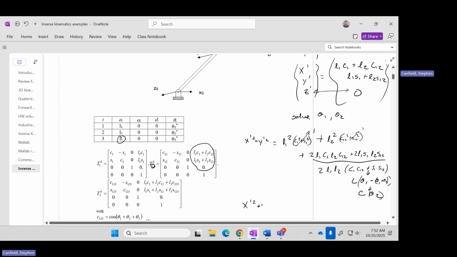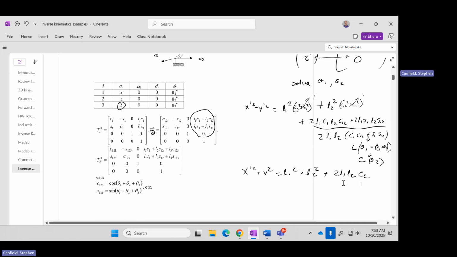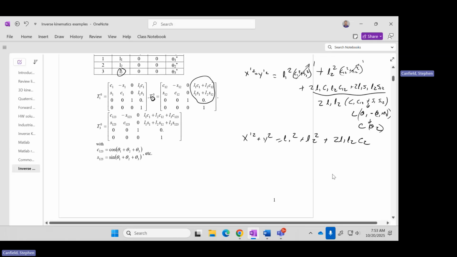So I get x prime squared plus y prime squared equals L1 squared plus L2 squared plus 2 L1 L2 cosine theta 2. And I can solve that for theta 2. I think this is the law of cosines. It's funny that this stuff shows up. I say it's funny, but it's not really. It's just geometry showing up in different ways. It always surprised me that it works out this way, but it does.